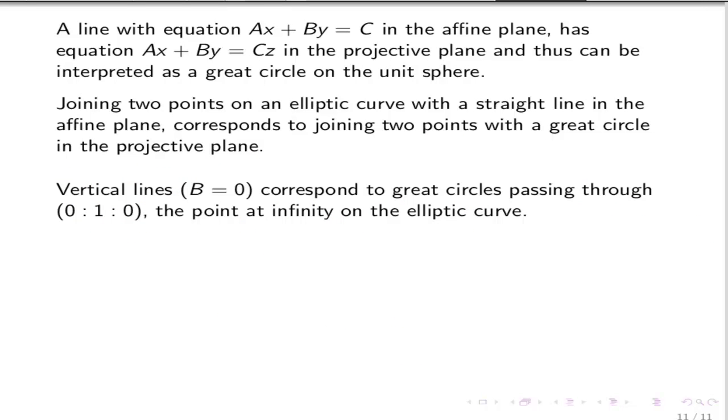Now let's look at this concept of drawing a line between 2 points on our elliptic curve. So this is how we define addition of points. We would draw a line segment joining 2 points and then look at the third point of intersection. So what does a line look like in the projective plane? The equation of a line is something like this: ax plus by equals c. When you homogenize this, you get ax plus by equals cz. That's the equation of a plane passing through the origin.